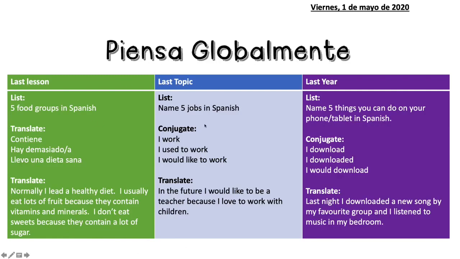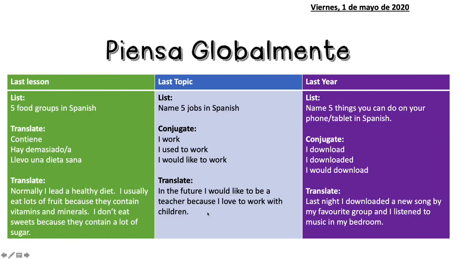Okay, second activity, last topic. So, right, so don't do this one, really, because this is something that we have not done yet. What I want you to do is to do this one, number 2 in the last topic. So yes, conjugate. I work, I used to work, and I would like to work. To work, the infinitive is trabajar. So how do you say that in the present tense? How do you say that in the imperfect tense? And in the conditional tense, I would like to work. Don't do this one either.